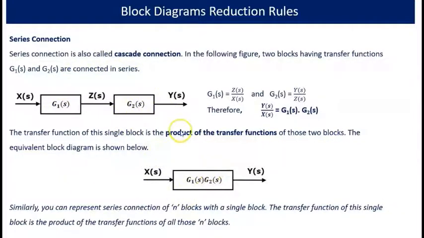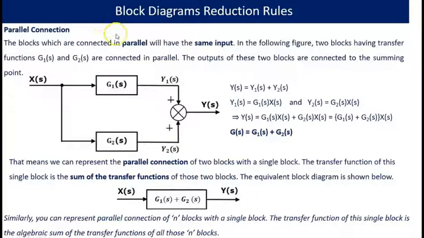Similarly, if there are n blocks, then the transfer function of this single block is the product of the transfer function of all those n blocks. So that's about series connection. Next, parallel connection. Here, the same input is given to two blocks. They are connected in parallel. So here Y of S is equal to Y1 of S plus Y2 of S, summing point.